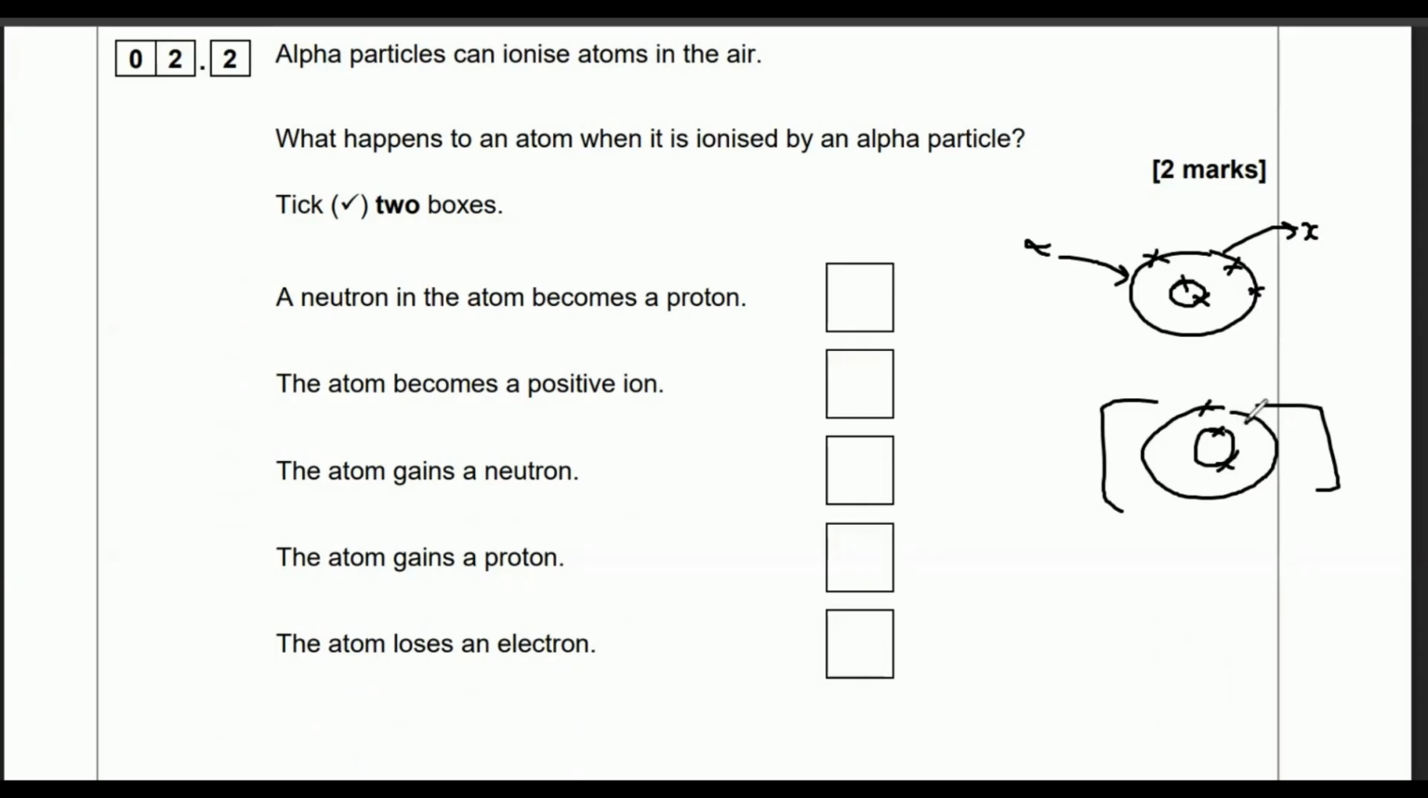So let's see if we can answer this question. A neutron in the atom becomes a proton. The atom becomes a positive ion. Bosh. The atom gains a neutron. The atom gains a proton. The atom loses an electron. Absolutely. The alpha particle is colliding with the atom, and in that collision, it shakes the atom, and the atom loses one of its electrons. Would have been better if I'd drawn them as E minus rather than X, but never mind. And that'll get us our 2 marks. Oh my gosh, I've done the tick thing again.